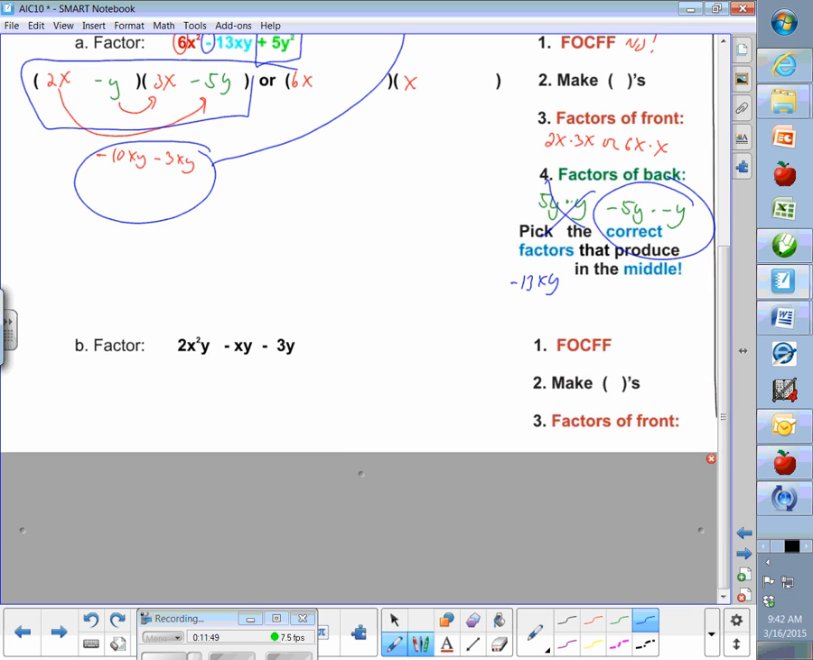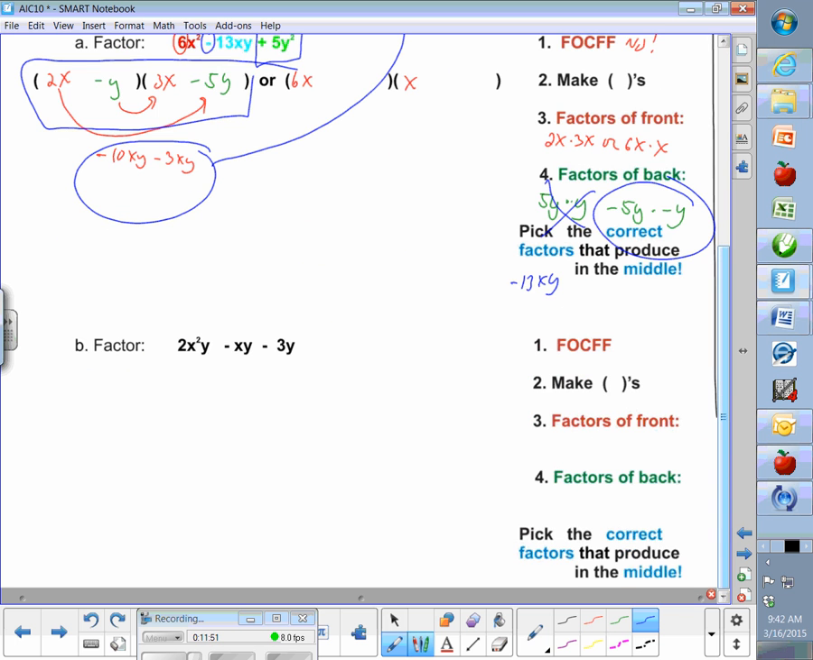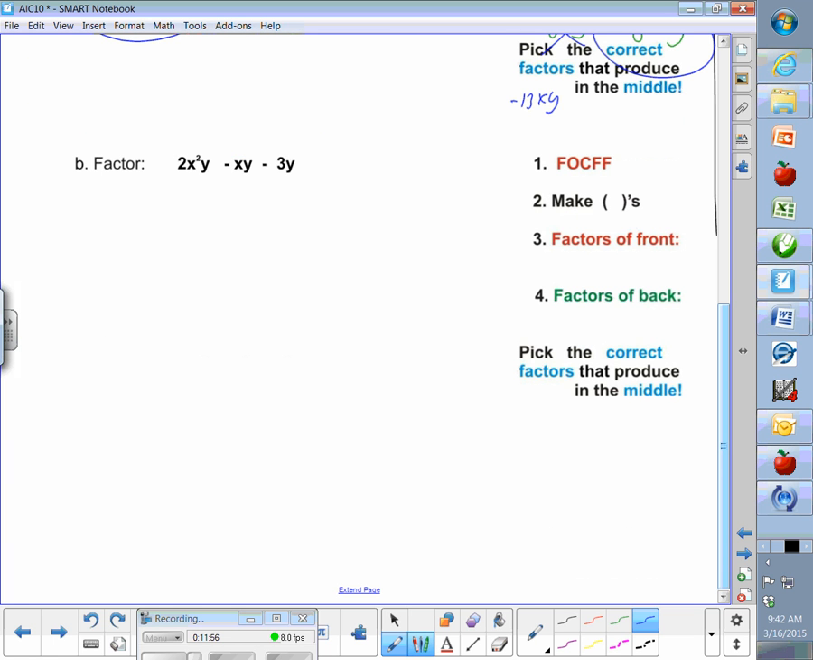Let's do another one. All right, let me get higher here. All right, so here's the second one. Factor 2x squared y minus xy minus 3y. Go ahead and factor that. There's the breakdown on the right-hand side of what you should be thinking. Go ahead and factor that.